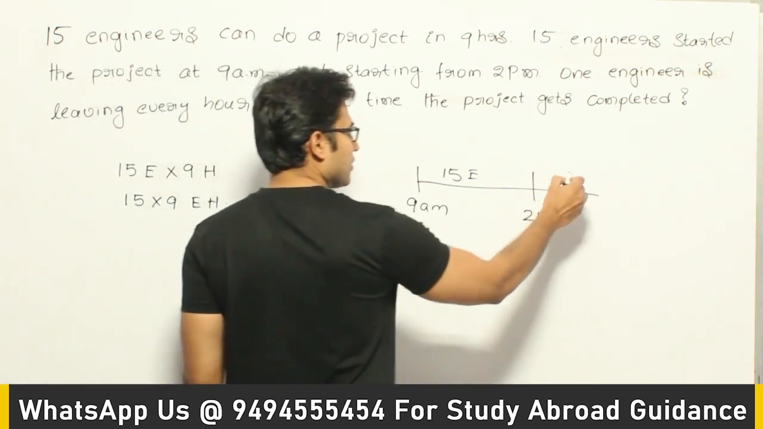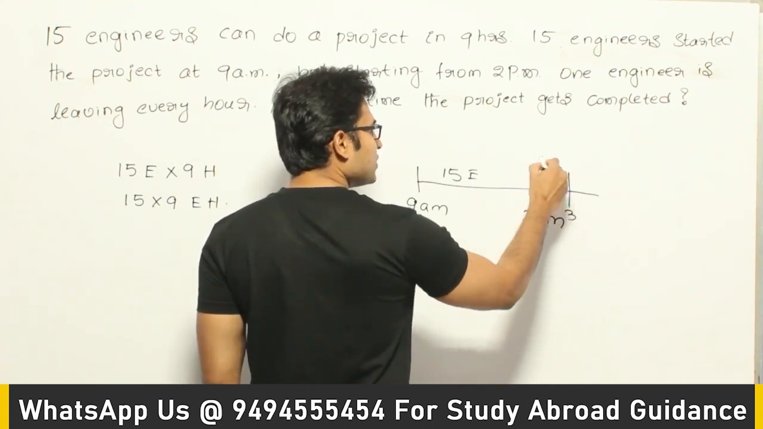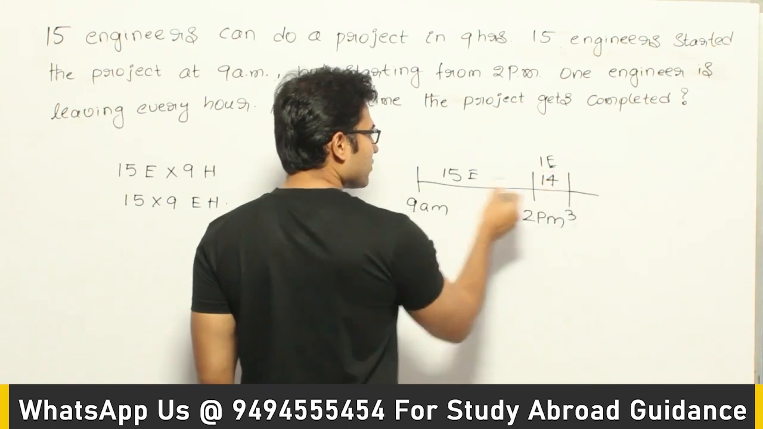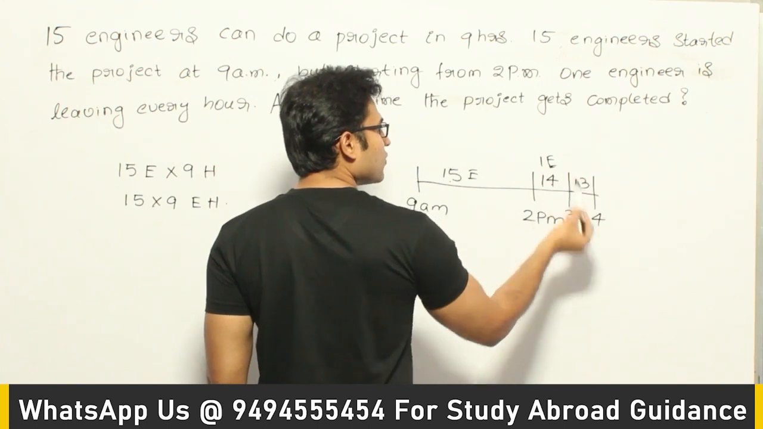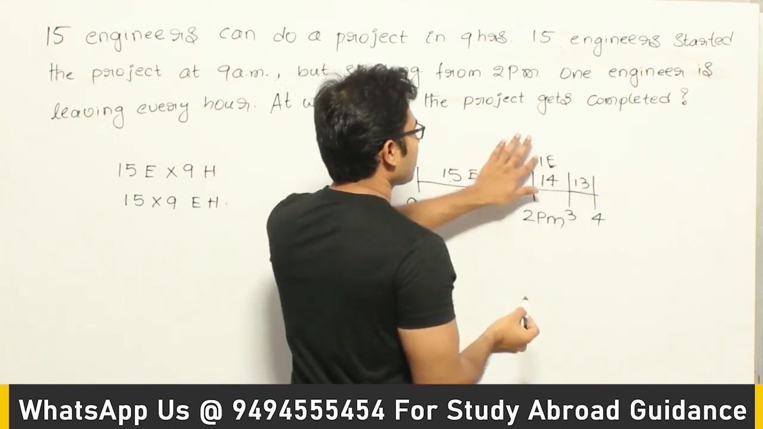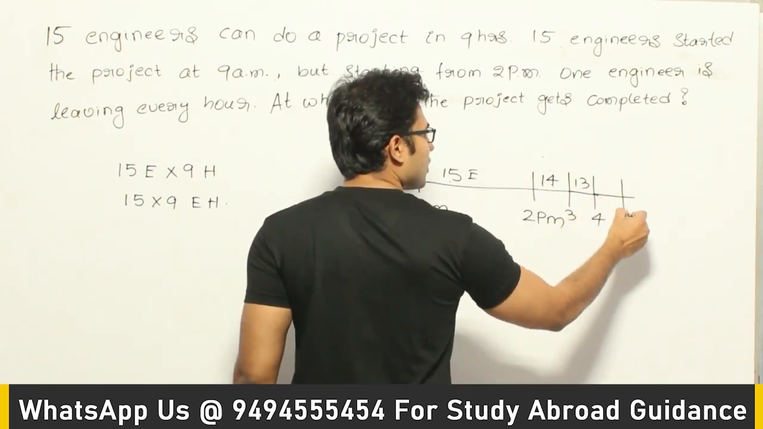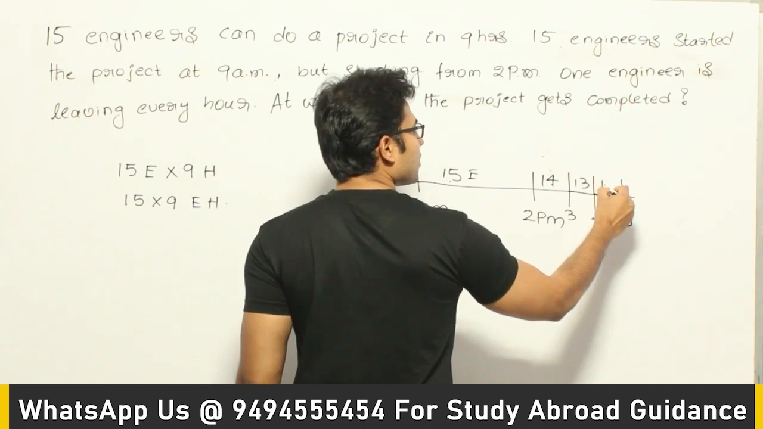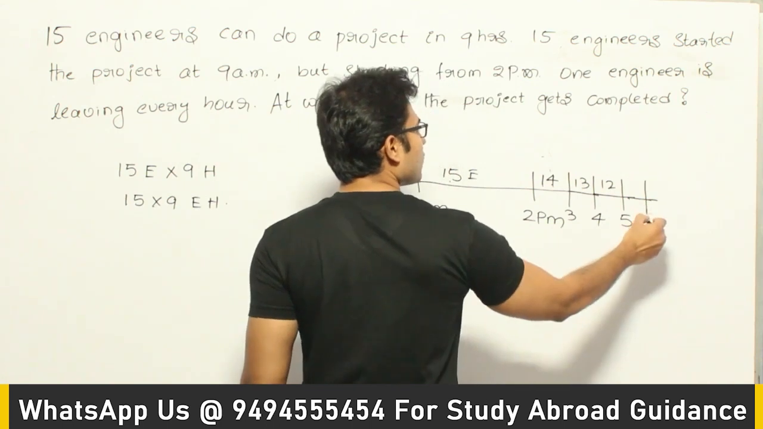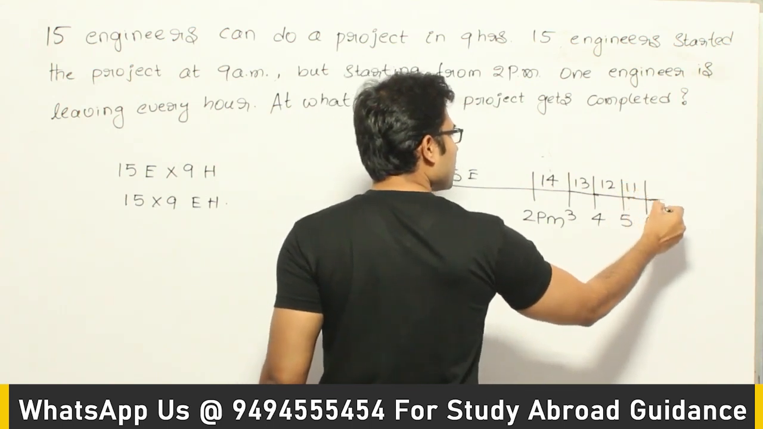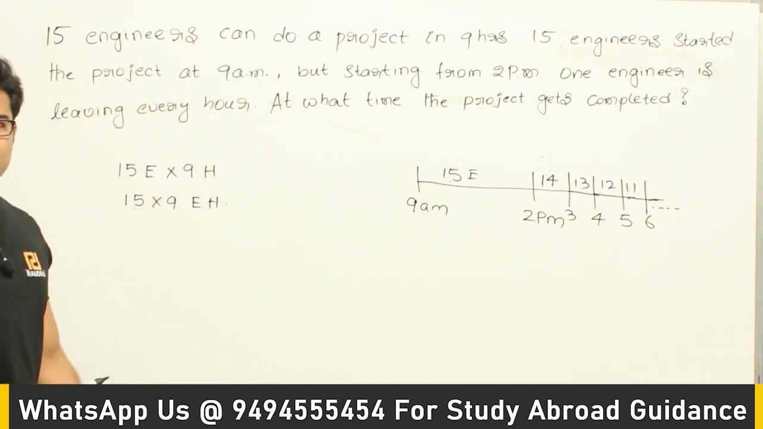So from 2 to 3, only 14 engineers are working because one engineer left. And again 3 to 4, only 13 engineers are working because 2 of them left. And again 4 to 5, 12 engineers are working, and again 5 to 6, 11 engineers are working, and so on. If this is the case, they are asking us what time the project will get completed.